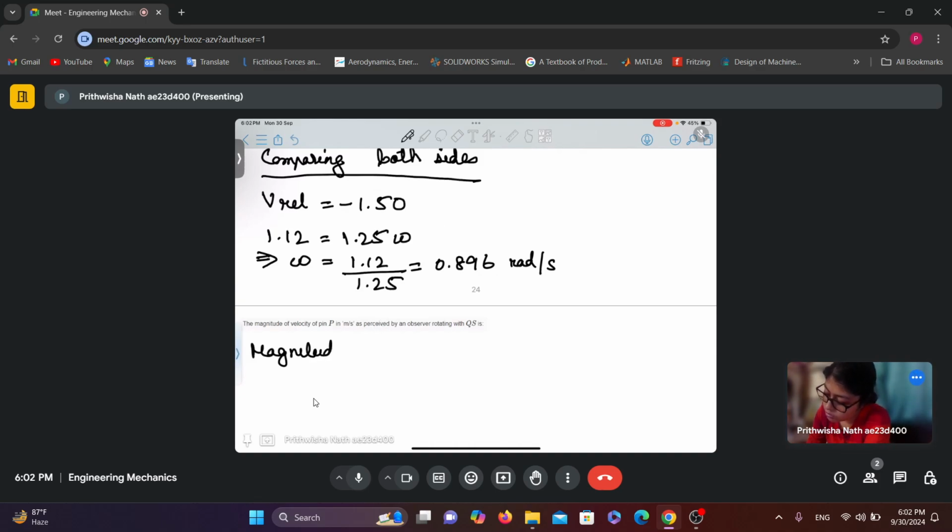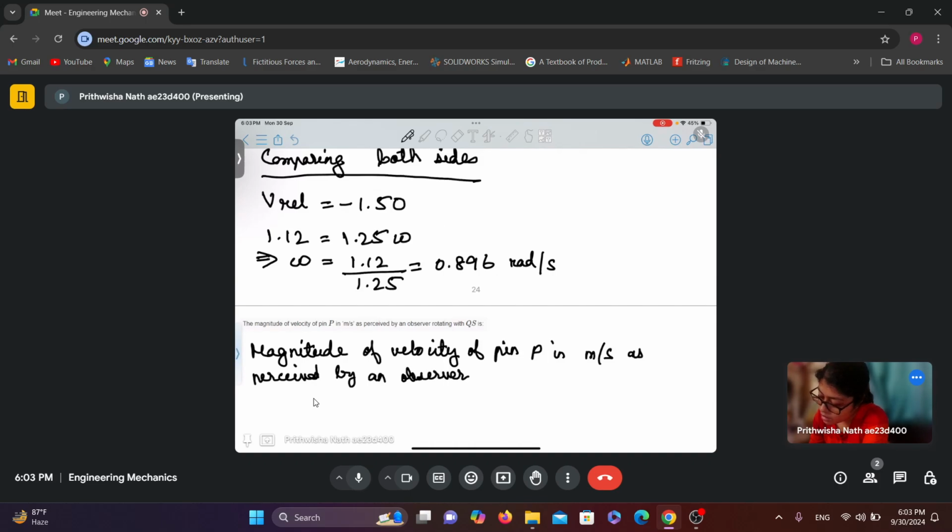the magnitude of velocity of pin P as perceived by an observer rotating with QS will be V rel, that is 1.50 meter per second. So this is the answer.